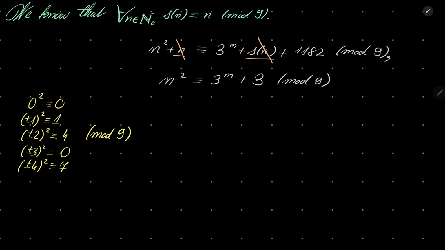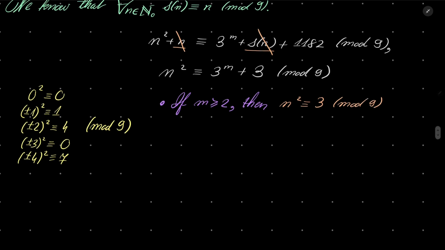Now let's consider first the case where m, this exponent right here, is greater than or equal to 2. If this is the case, then n squared is congruent to 3 modulo 9, because 3 to the power of m is congruent to 0. This is impossible, because 3 is not in our list. Impossible.